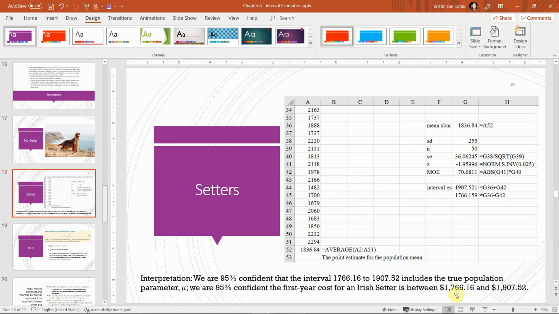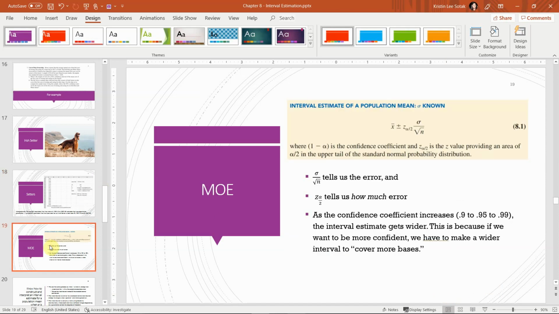But what if we had a lot of error in it, and it was like, hey, it's somewhere between $1,000 and $2,000? Well, that's a pretty big chunk of change for people. That's a pretty big difference. So the smaller we can get our error, the smaller the interval estimate, and we can give people a more accurate representation of the true population parameter, which is what we want to know. For example, how much does it cost to have a dog in the first year?